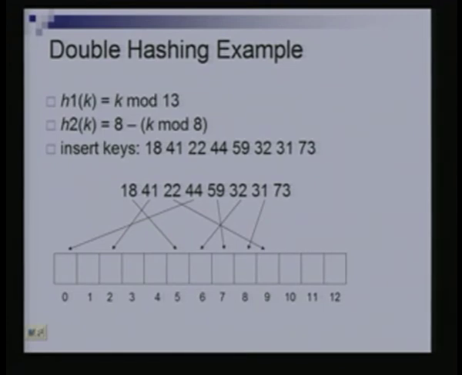73 mod 13 is 8. So it will try to go to 8. That's occupied. So we compute h2 of 73. 73 mod 8 is 1. So h2 of 73 is 7. So we will go to 8 plus 7, 15. 15 is 2 mod 13. So we go to location 2. That's occupied. So 2 plus 7, 9. That's also occupied. 9 plus 7, 16. 16 mod 13 is 3. So it goes to this location which is unoccupied. So it ends up here. Right? So this is how the elements would be distributed in the table. Is this clear to everyone?